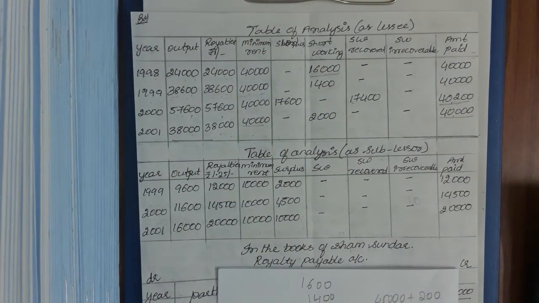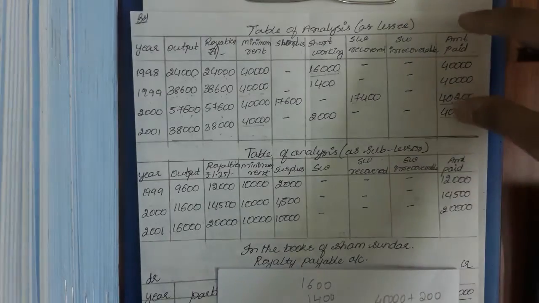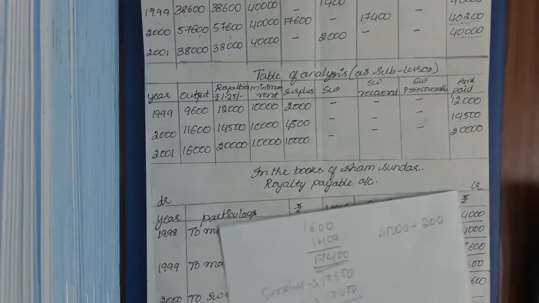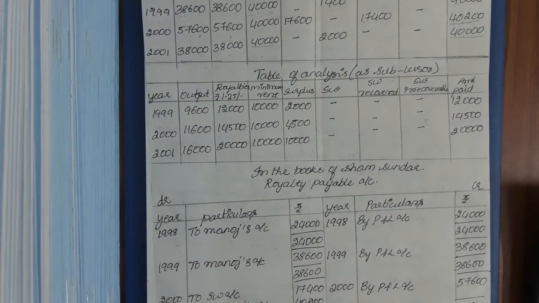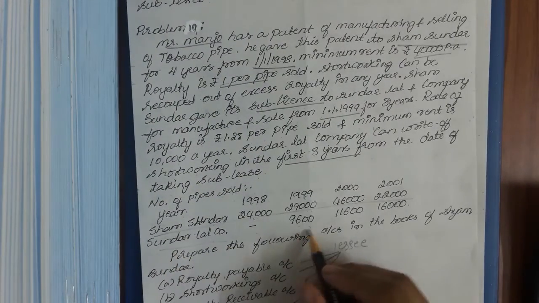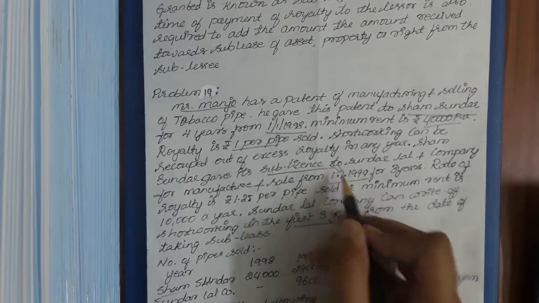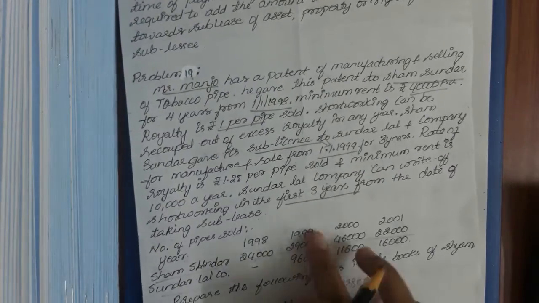So in the previous problem, in the books of the lessee, we used to prepare only this much. Now additionally, as a sublessor, you need to prepare. So how to prepare this sublessor table of analysis? It is the same. Whatever the value is there, Sundarlal's value we will take from 1999. We will not consider 1998 because the sublease has been given from 1999 only. So 1999 9,600, in the year 2000 11,600, in the year 2001 16,000.